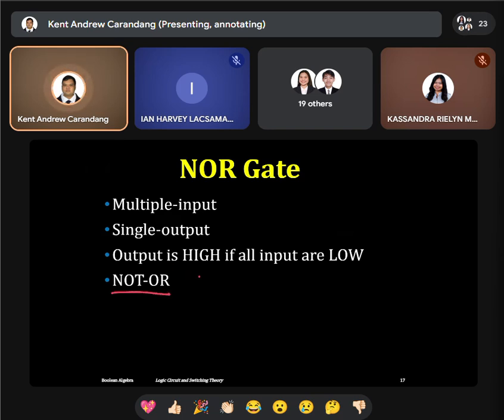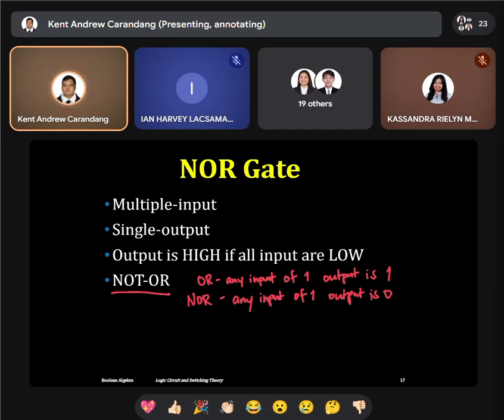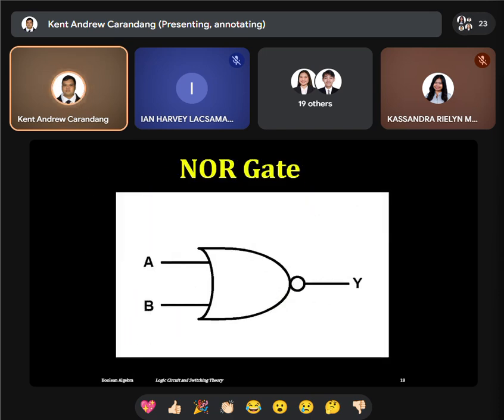It means that if we know OR, any input of 1 gives an output of 1. For NOR, if any input is 1, the output is 0. So it is just the opposite of what is in the OR gate. Okay? This is the NOR gate.